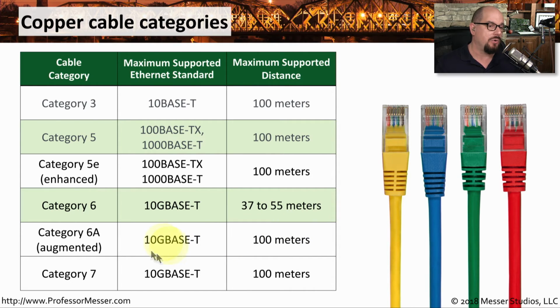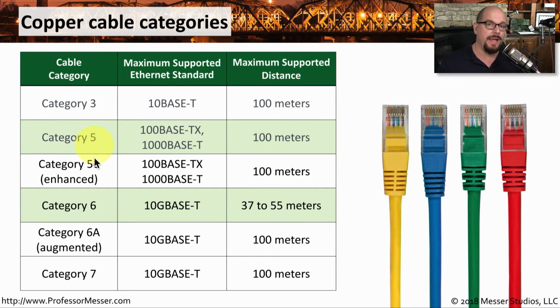For example, Category 3 is one of the older types of category cables that you may still see in many organizations. That's designed to support 10-base-T or 10 megabit Ethernet, and it supported that over a distance of 100 meters. There's also Category 5 cable that supports 100 base TX and 1000 base T for 100 and 1000 megabit communication, and it can support those over 100 meters.